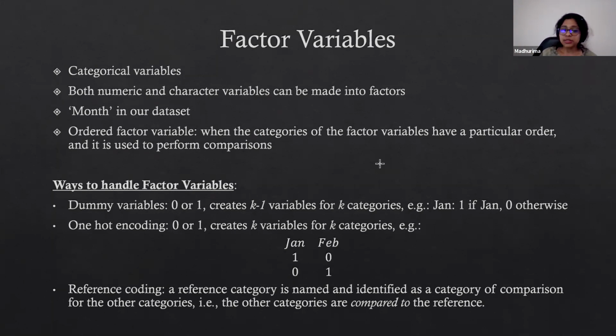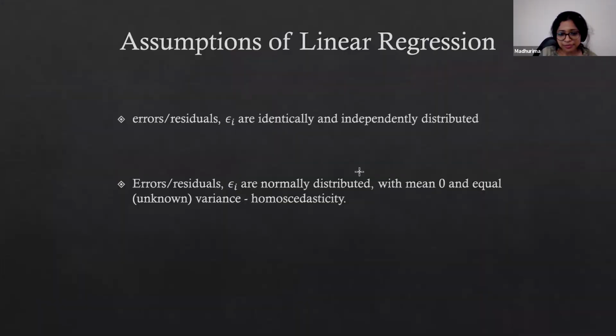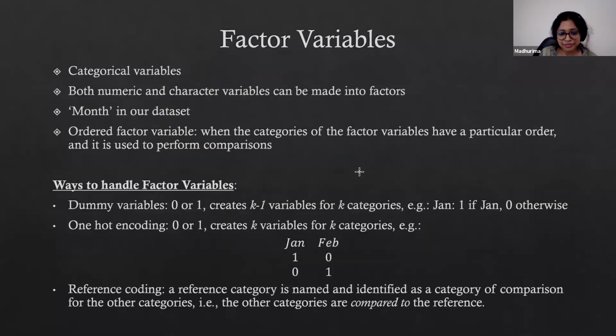One-hot encoding also does 0 or 1, but now it creates k variables for k categories. Think of it as becoming like a matrix, where January is 1, anything that is not January is 0. And similarly, I would have February, then I will have March, and this kind of matrix will increase, and it will be either 0 or 1. So that's how I can assign these in my model.